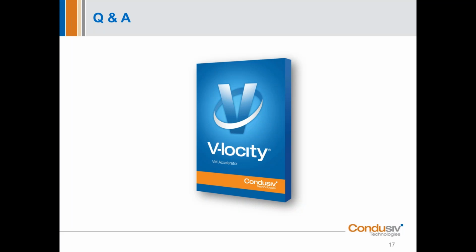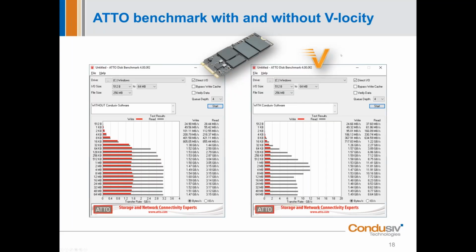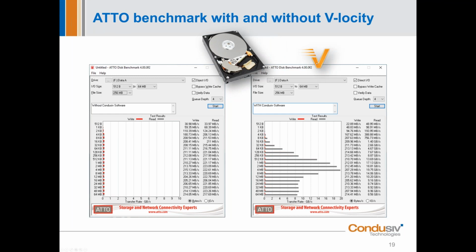Now let's see, what other questions have we got here? Right, excellent. So Paul says, did you run the Atto disk benchmark test with and without V-locity so that we can see the difference? And you know what? I figured this question would come up, and yes, I actually did. Let's see here. Here we go. So let's get onto the right slide here.